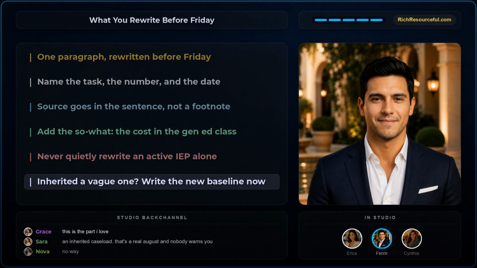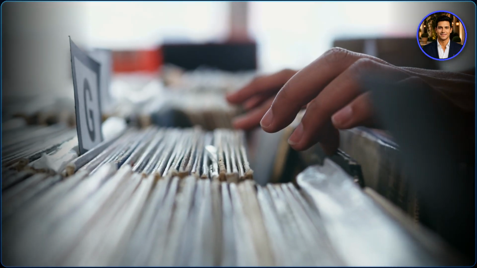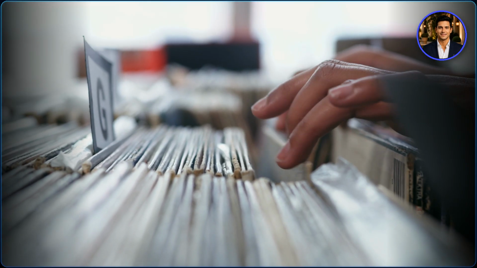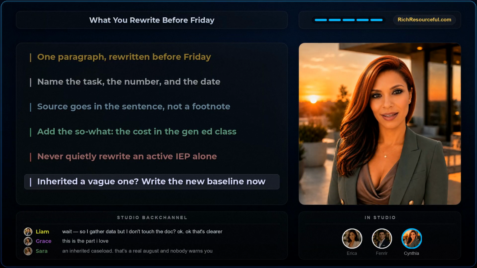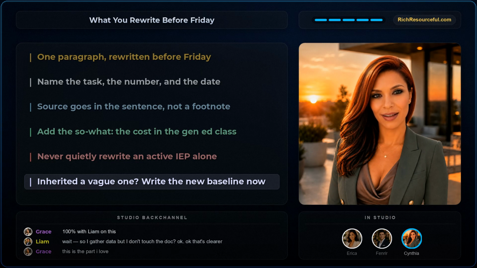I'd push back on the order there. There's a real case for going the other way, and it isn't weak. Waiting for the annual review can cost a child a year of the wrong service. Fenrir's right about the cost of waiting. So here's what I'd actually do. Merely gather your data and bring it to the annual review. Child visibly getting the wrong service? Request a meeting now, in writing. Either way, you don't touch the document alone because rewriting quietly at your desk takes the review away from the parents.